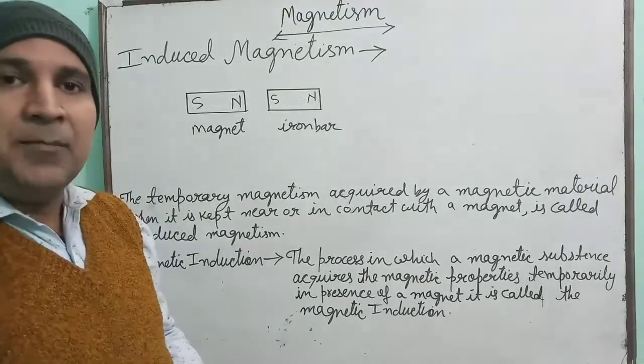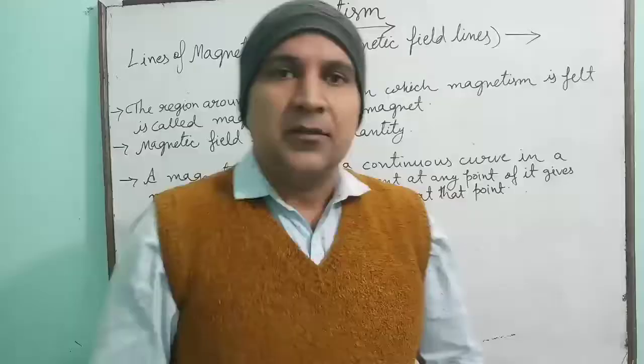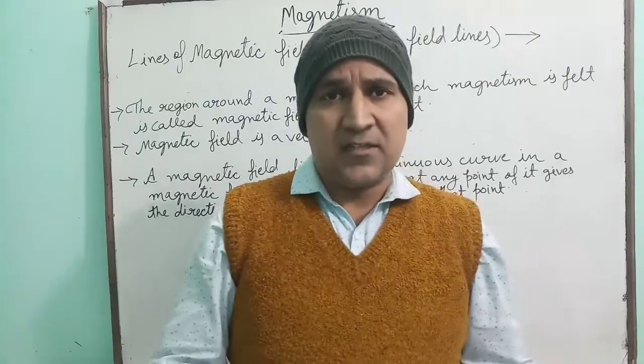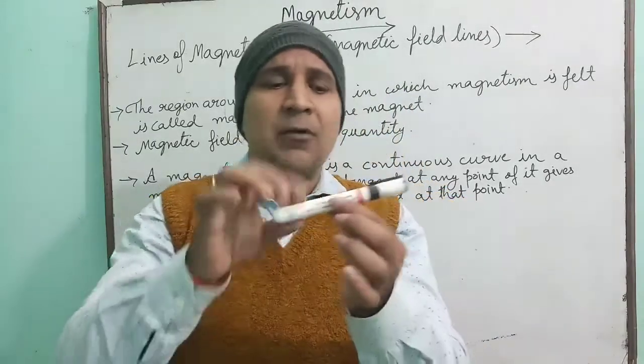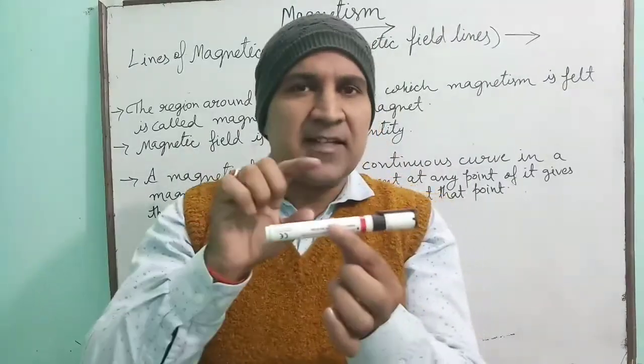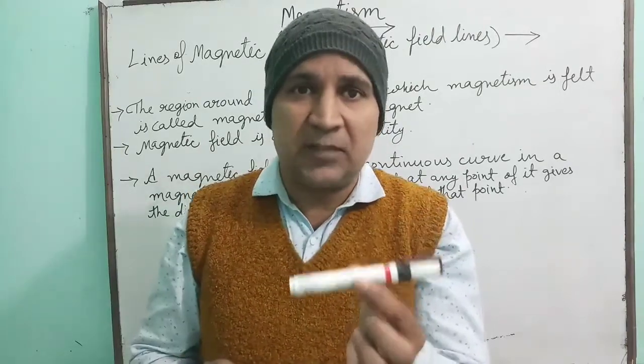Now we will see magnetic field lines. Okay, now see the magnetic field lines. Actually children, around a magnet there is a definite region in which magnetic force can be felt.